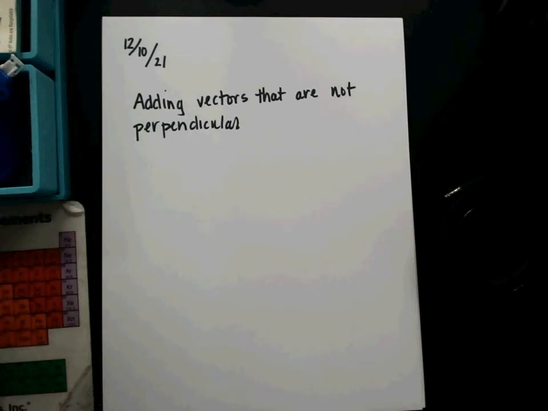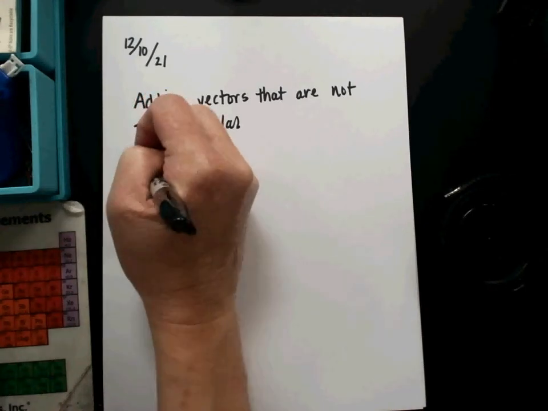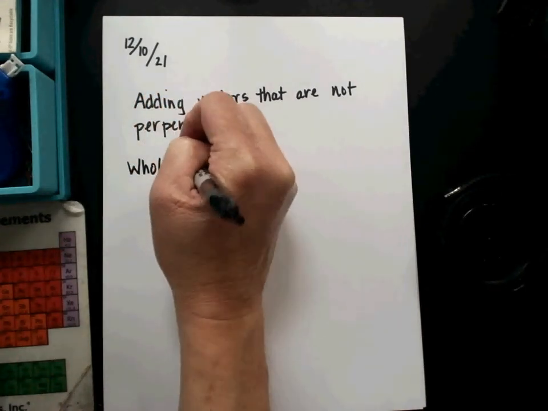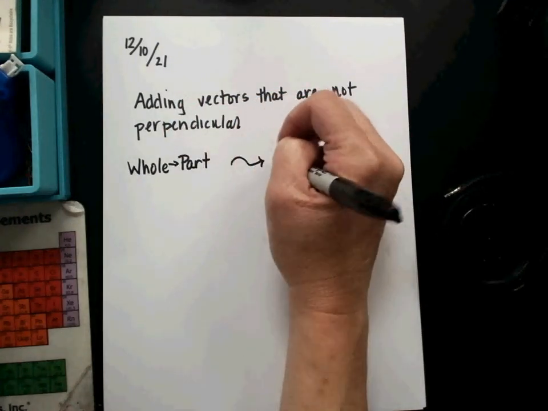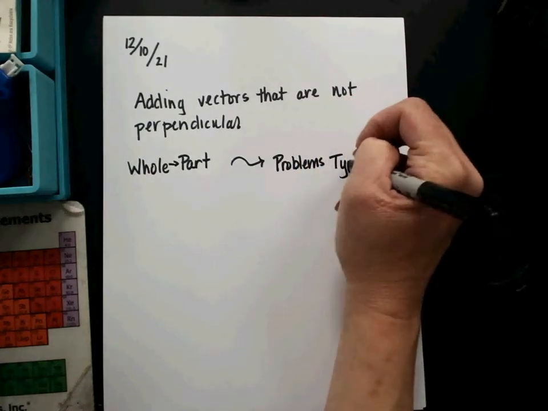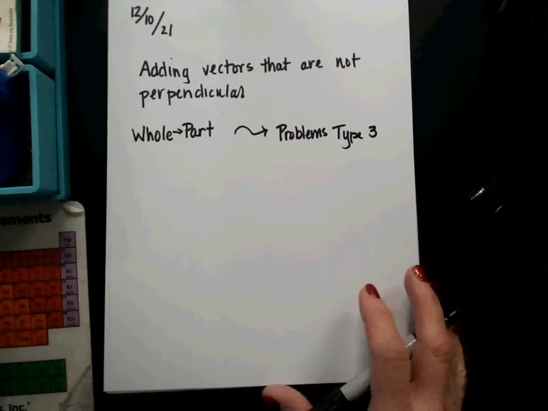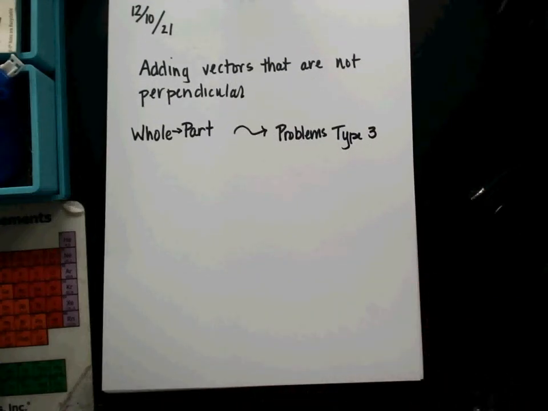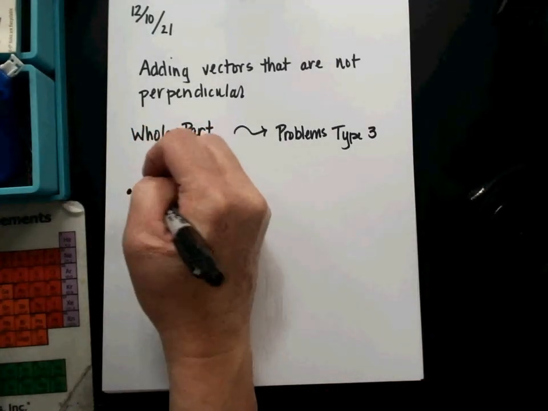Okay, so I told you yesterday we were going to talk about these, which would actually be problems. I think these are type 3. You know from your everyday life that not everything you do, not all the directions that you take, are perpendicular to each other. So that brings us to this type of problem and how to deal with it. We probably should write that down.